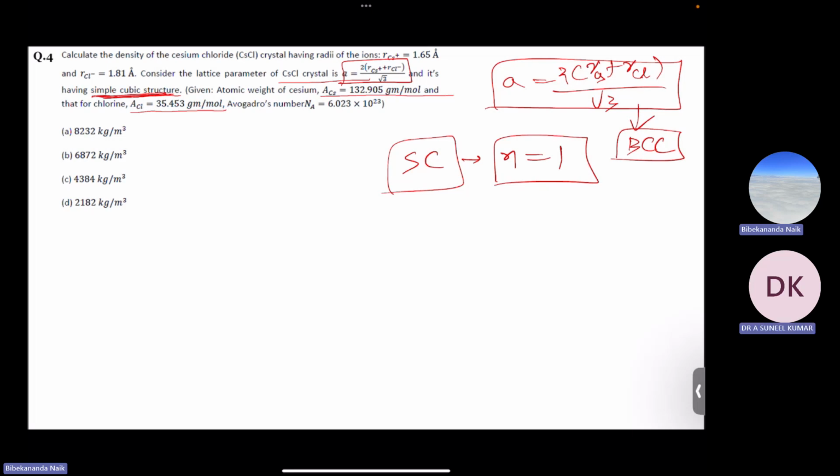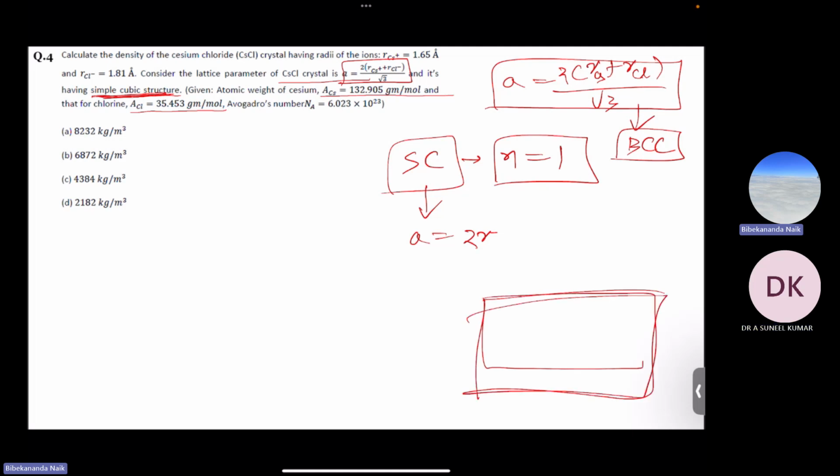Actually, A is equal to 2R for simple cubic, sir? Yes, for simple cubic, A will be 2R, because if you see the simple cubic structure, on one side there will be two atoms arranged like this. This is one R, this is another R. So this is for simple cubic, but actually cesium chloride is not a simple cubic structure.